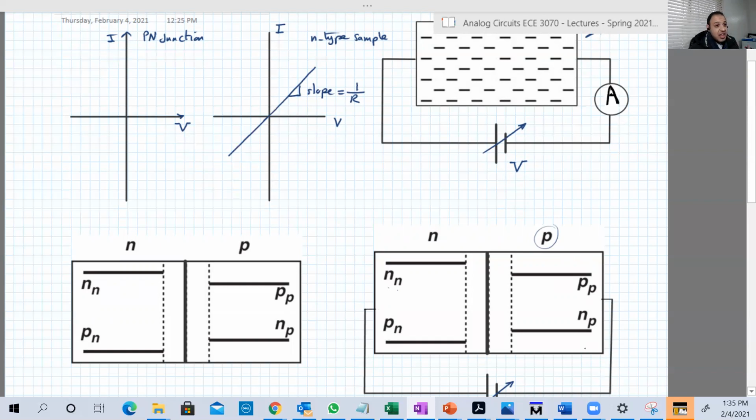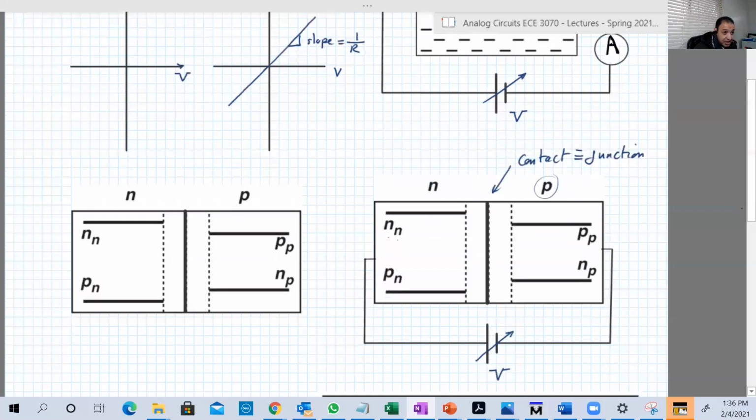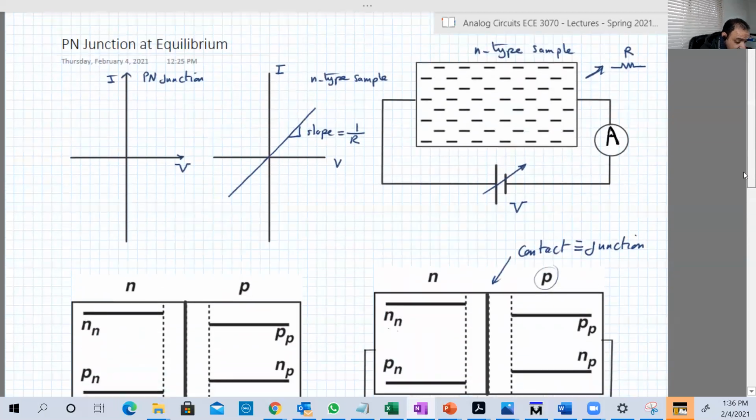It doesn't have to be equal densities. I mean Nn doesn't have to be equal to Pp, and Pn doesn't have to be equal to Np. Just N-type and P-type, and you connect them to each other or make a contact between them. So this is the contact, or the junction. Then we connect a variable battery, change this battery, and measure the current.